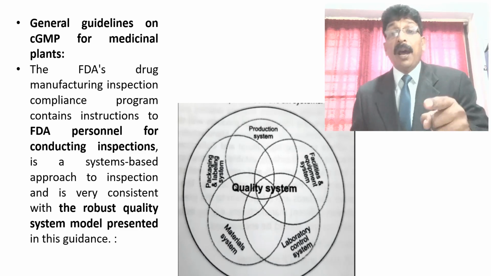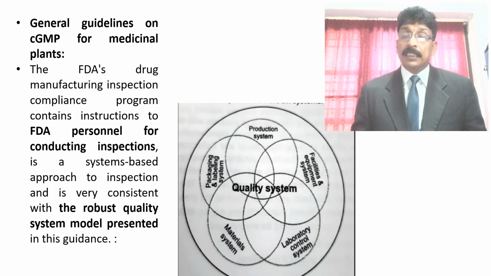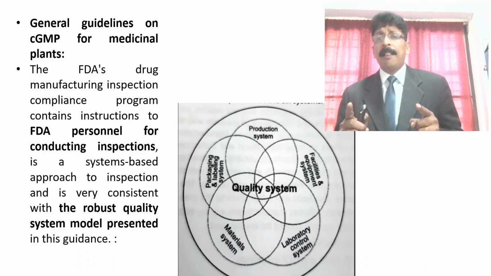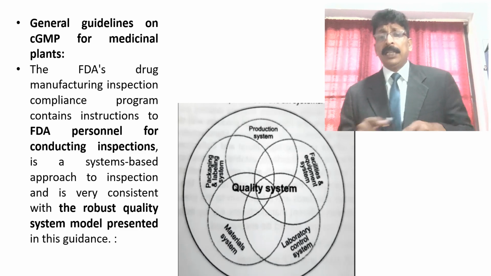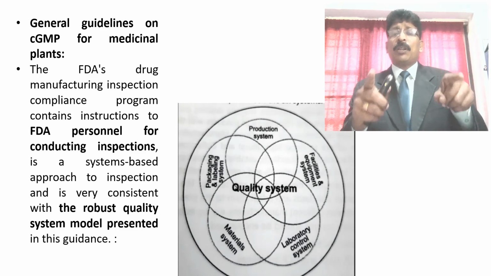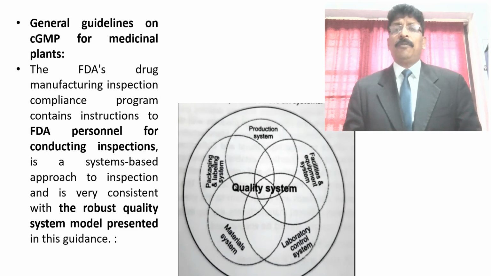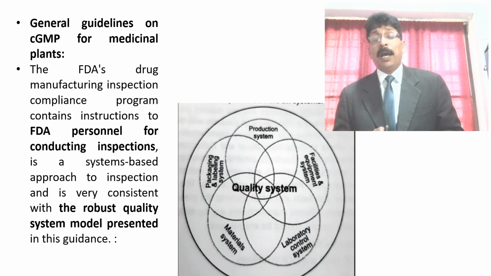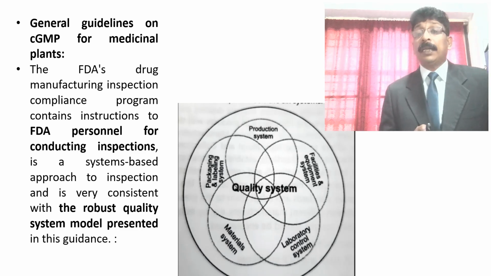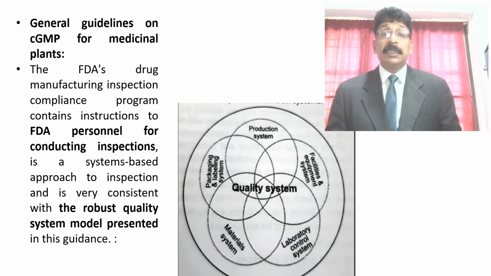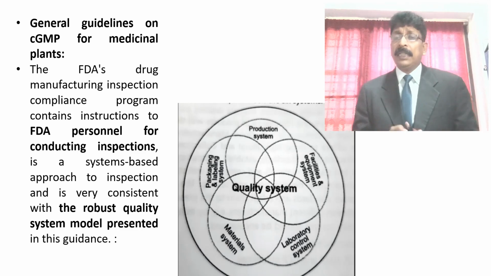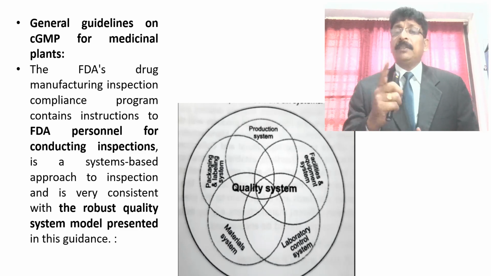So they have 6 components. In that, the first one is the quality system. You know that quality assurance is very important. The quality system is the network with all the other 5 of them. In that you can see production system, facilities and equipment system, laboratory control system, material system, packing and labeling system. Once again I am repeating, all of them are knit together with the quality system. That is the first one.